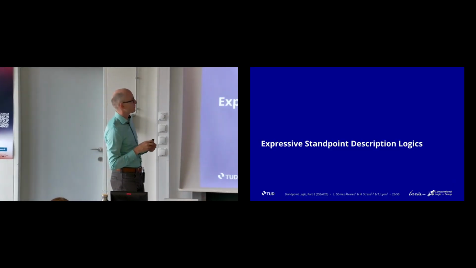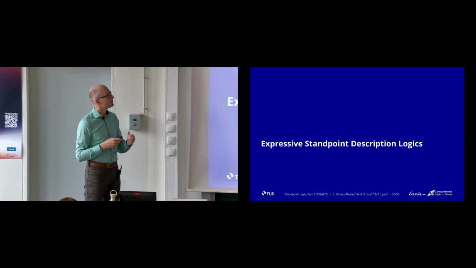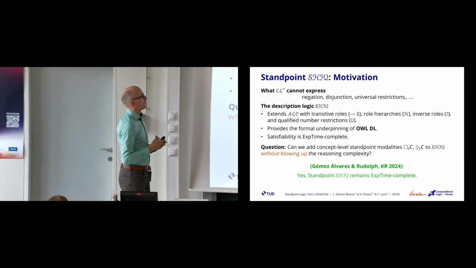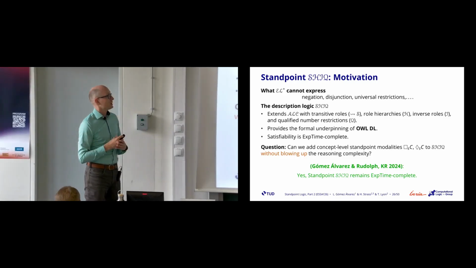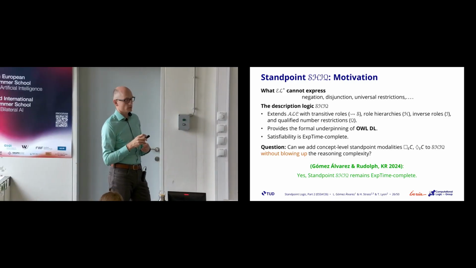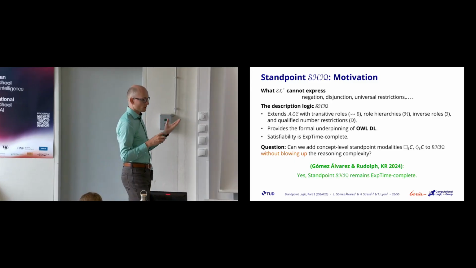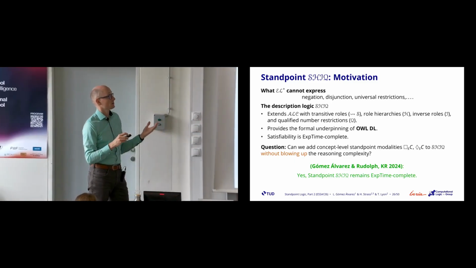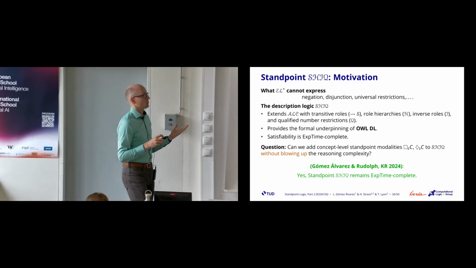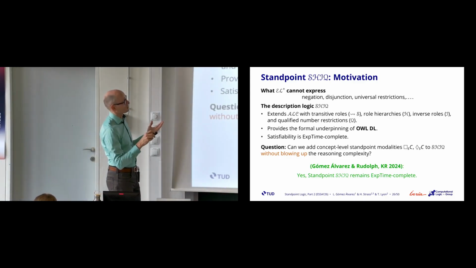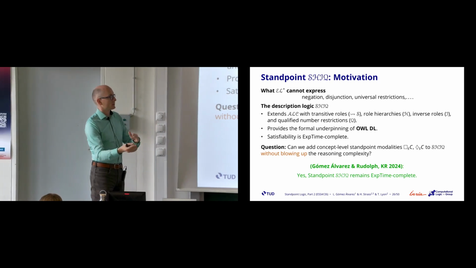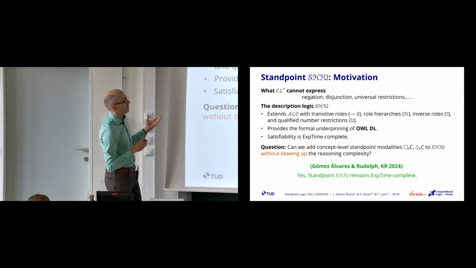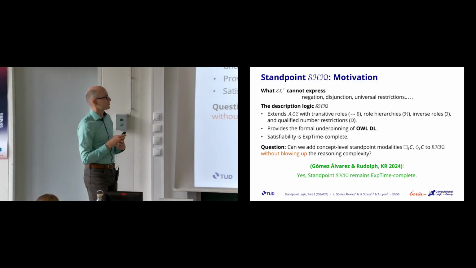Okay, then let's maybe start looking at some more expressive standpoint logics. So we have seen EL, but we have also seen before that there are more general and more expressive description logics. Right? And what EL is certainly lacking is negation, which can sometimes be very useful, and disjunction, for expressing different options or unions of concepts. We also don't have universal restrictions.